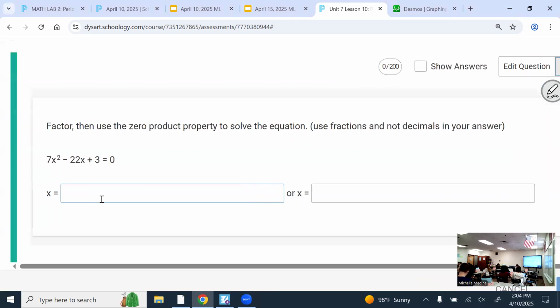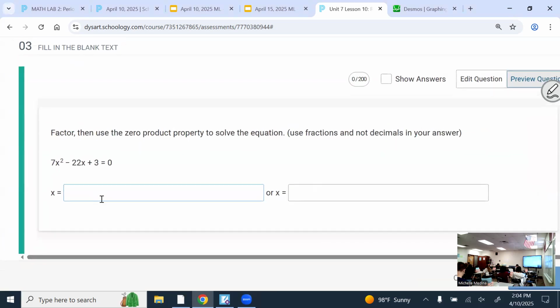I do not, because between 7, 22, and 3, the greatest factor they have in common is just 1, which wouldn't change anything. So no GCF there.